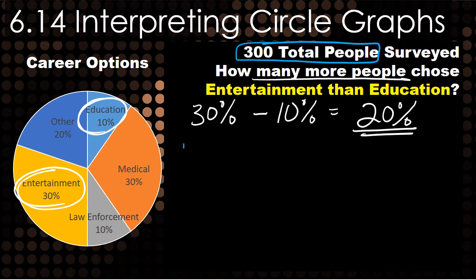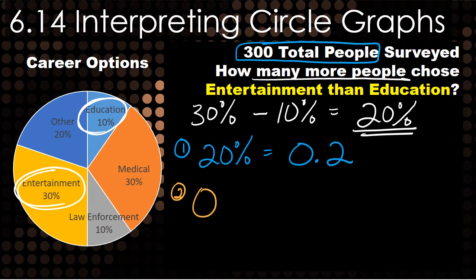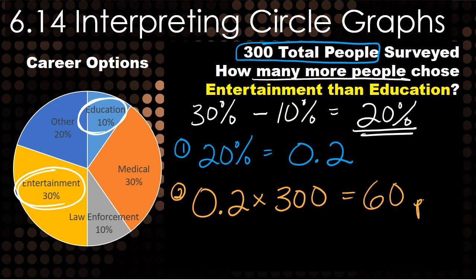In step number one, we need to change our percent to a decimal. We have 20%, and that's the same as 0.2 as a decimal. In step number two, we take 0.2 times our total number of people, which is 300. In this case, it comes out to 60 people. So there's a difference of 60 people between the entertainment and the education categories.